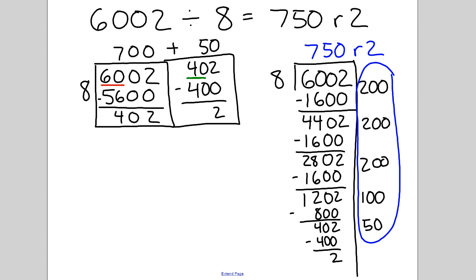So 2 different methods for doing partial quotients. Both of them get us to a division answer.